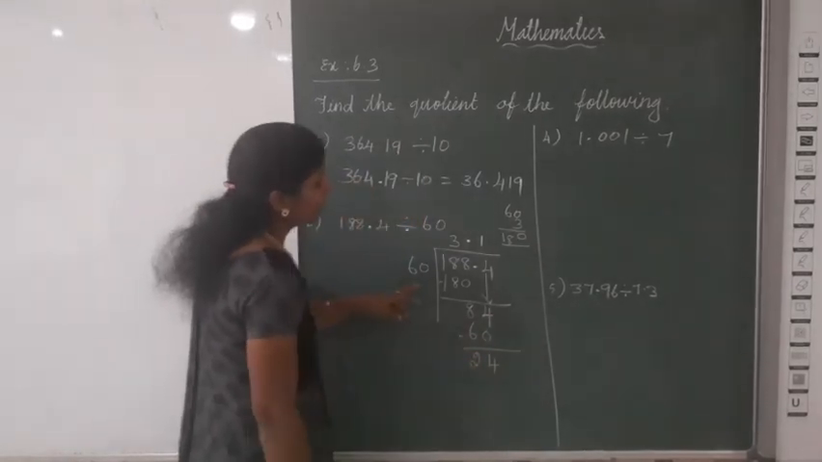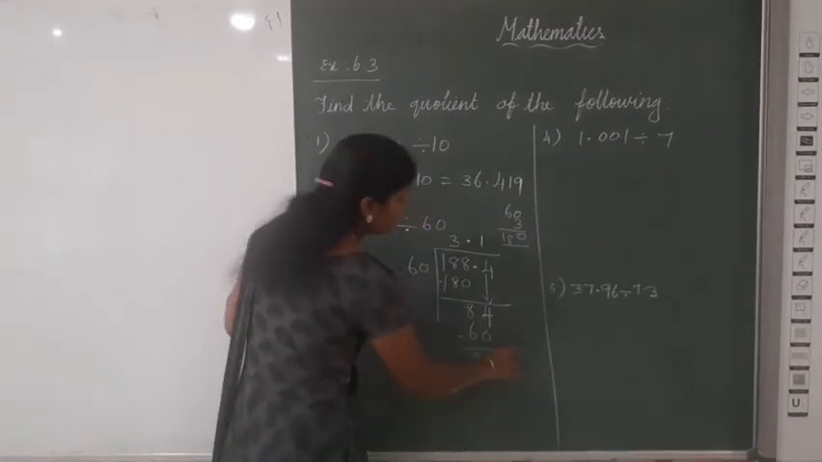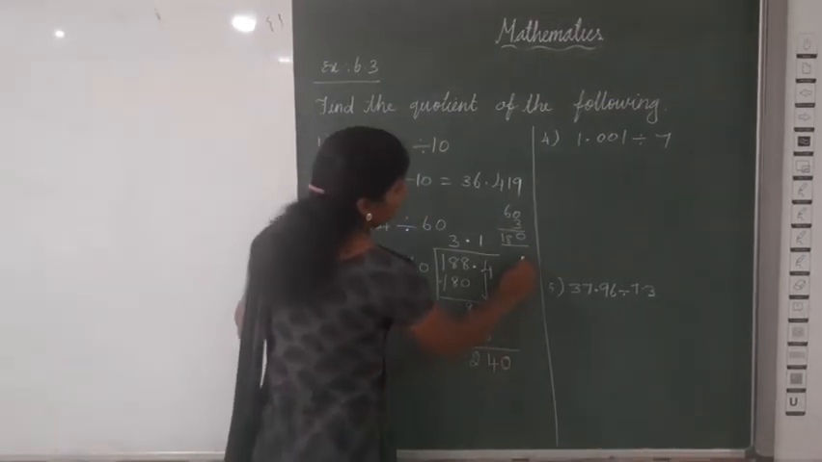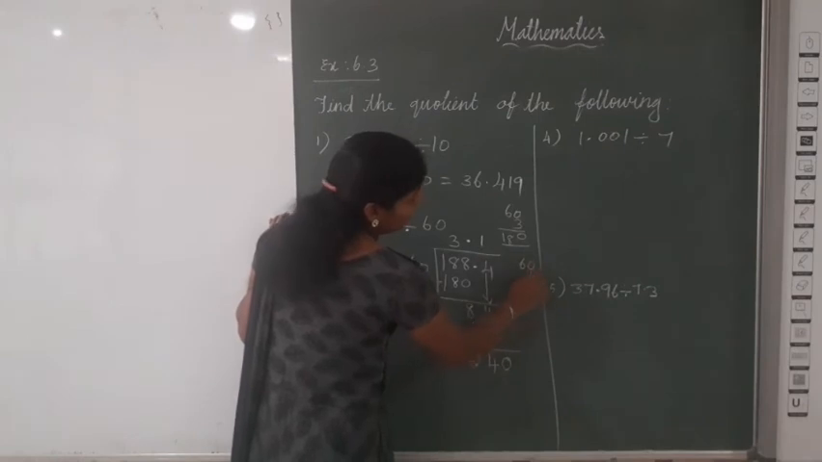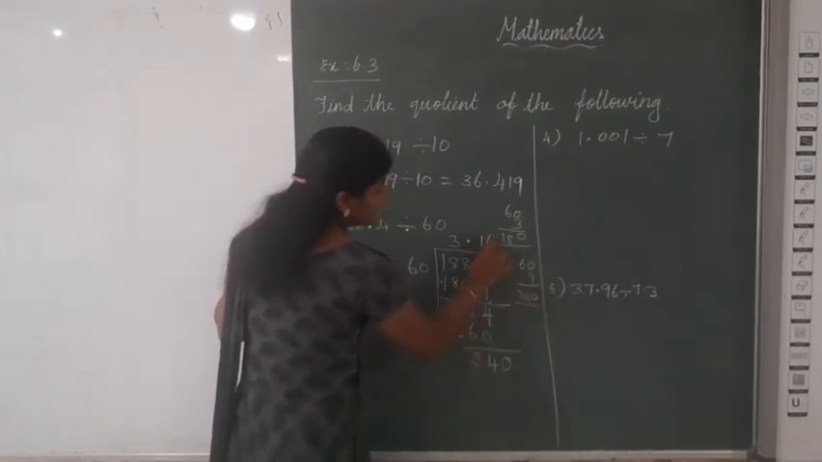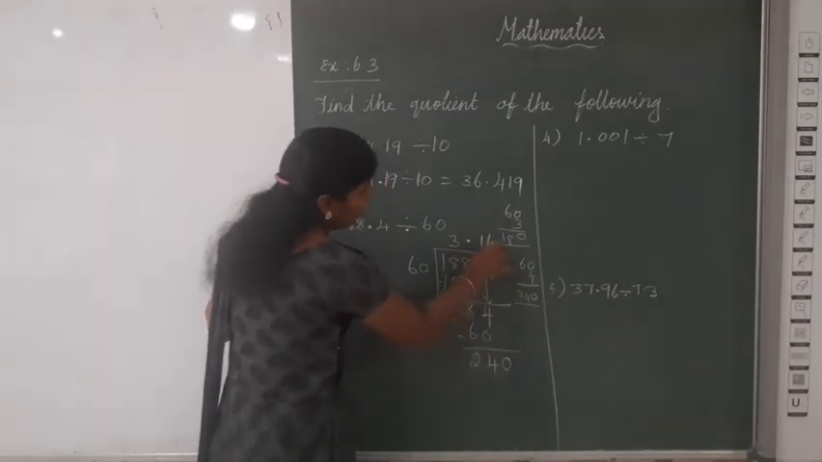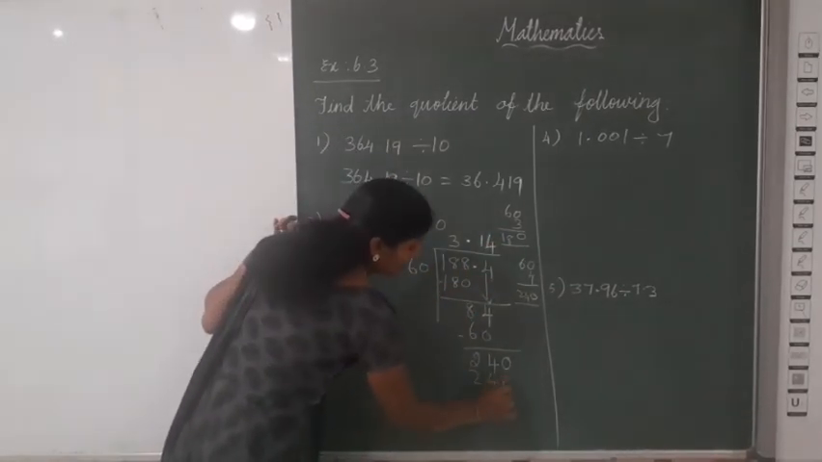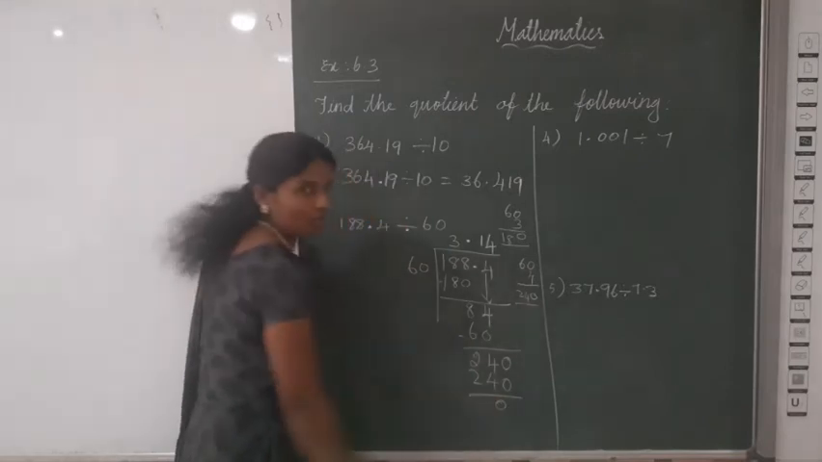24. Now here we can add one more 0 here. Now 60 into 4. 60 into 4 means 4 into 0, 0, 6 4s are 24, 240, isn't it? So 4 times 60 is 240. So this remainder is 0. Now what's the answer?